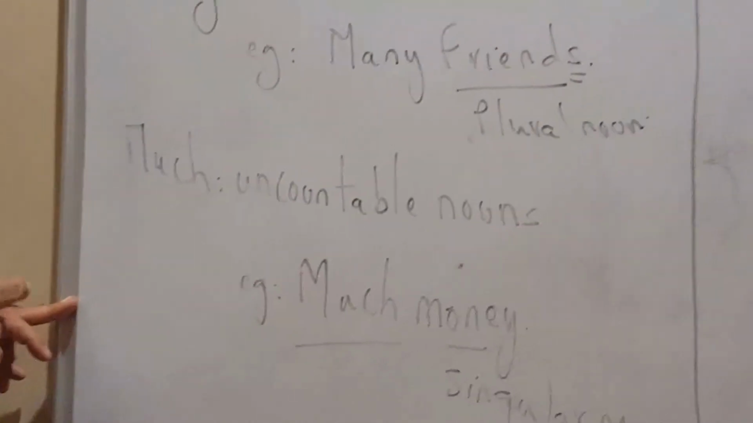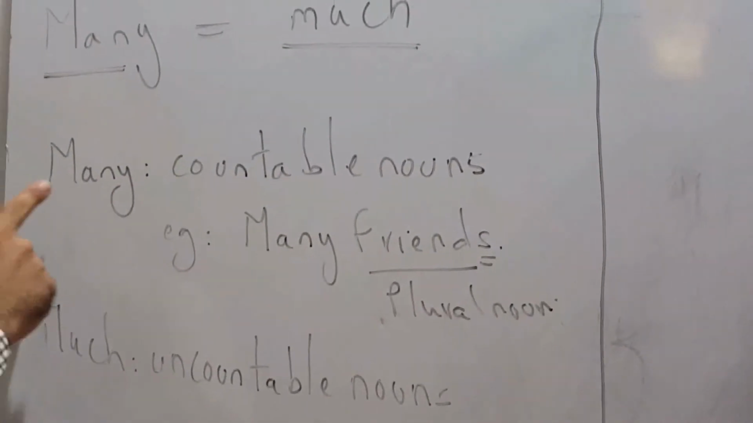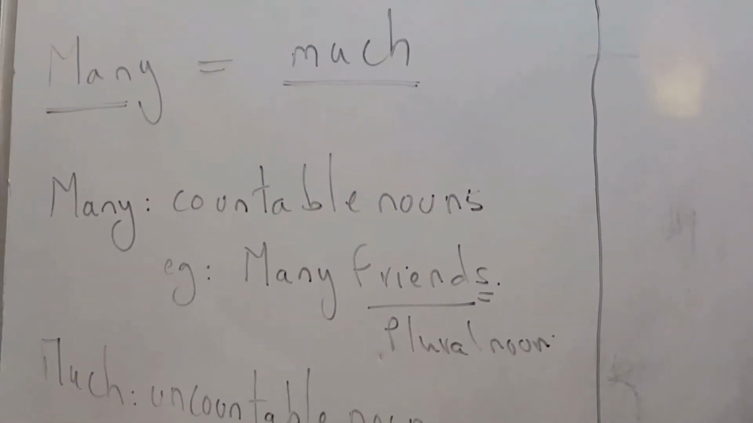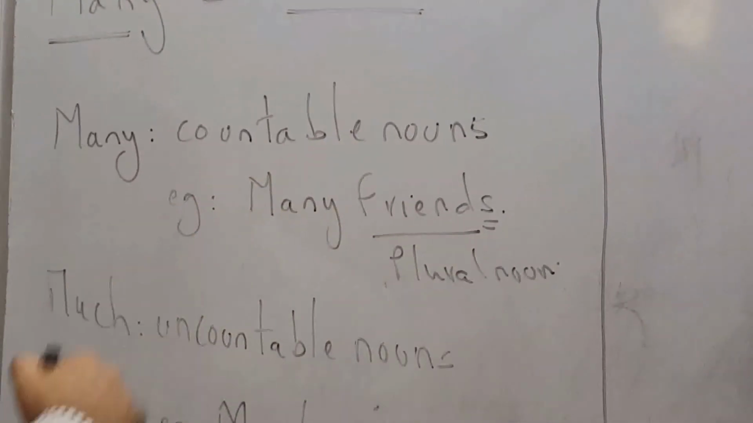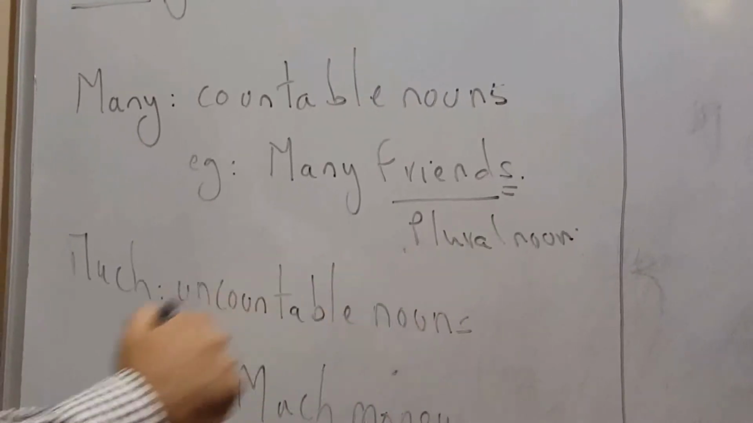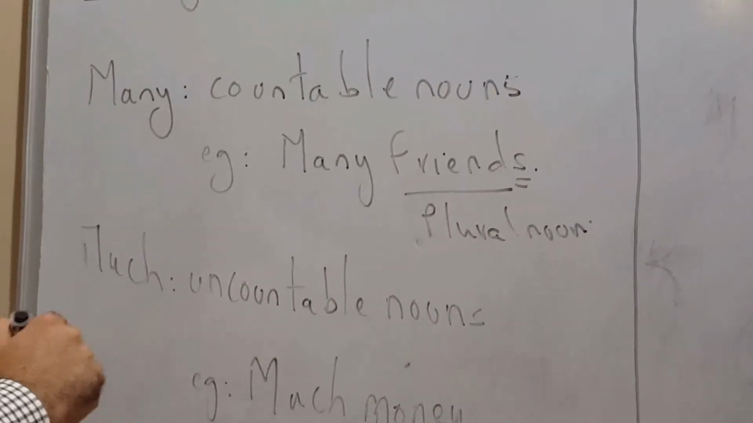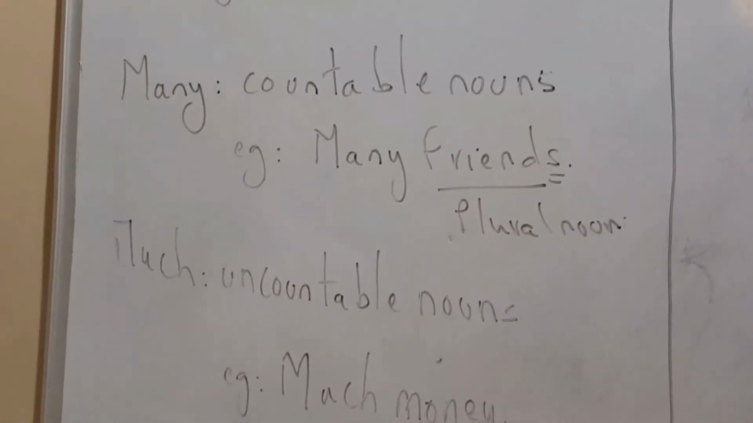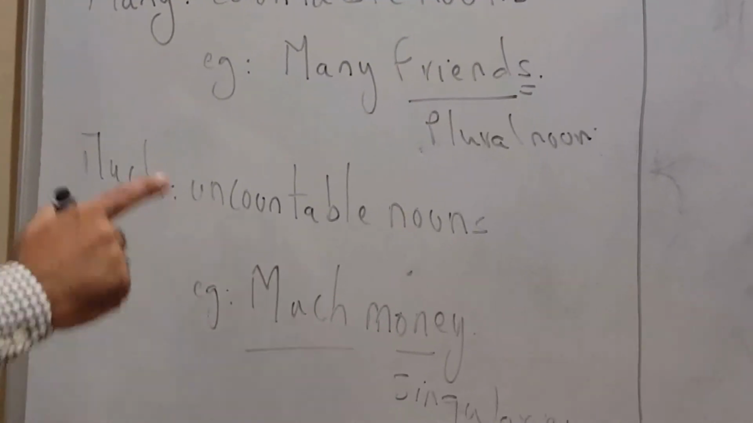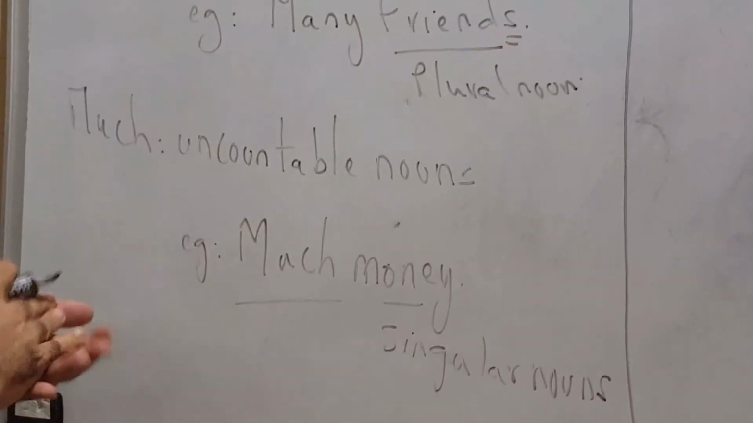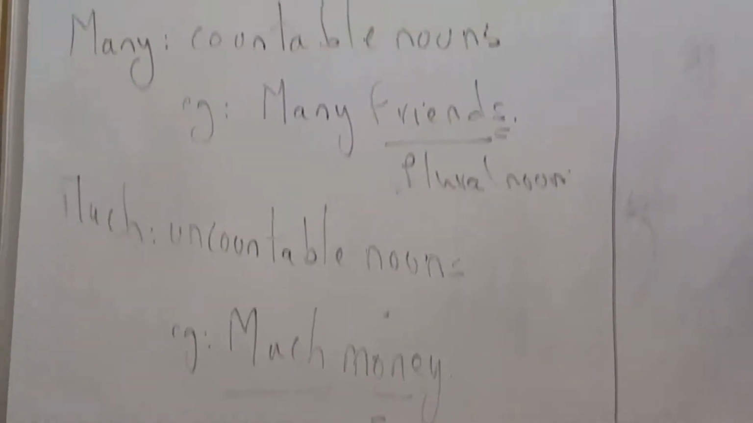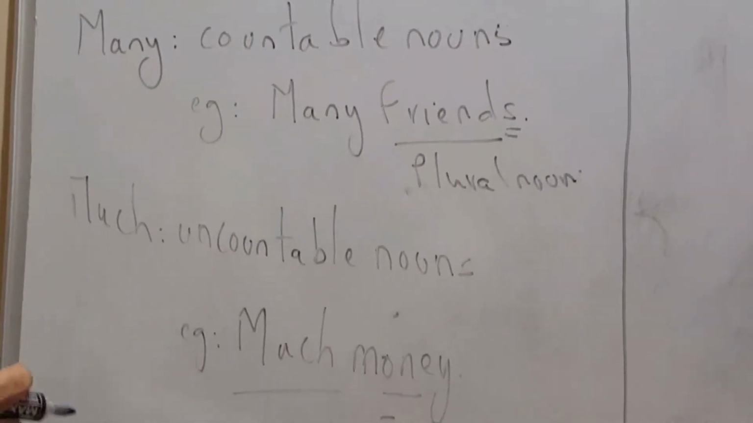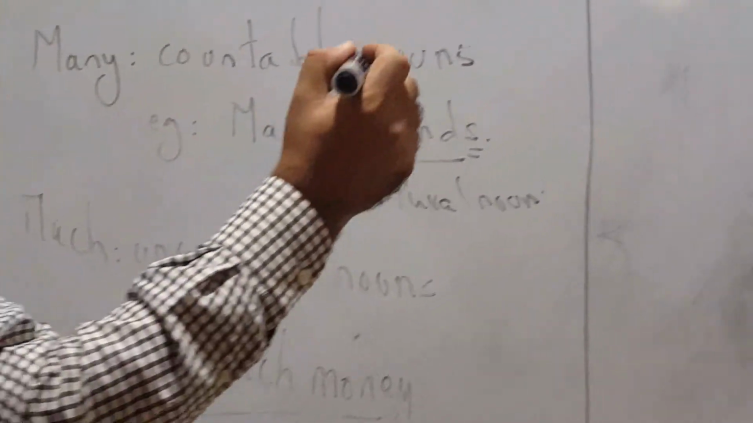So it is clear that the meaning is the same for many and much, but the uses are different. Actually, we use many with countable nouns, that is with the plural nouns, and we use much with uncountable nouns, that is with singular nouns. Well, after much we use singular verb, while after many we use plural verb. Now let's move to other quantifiers.